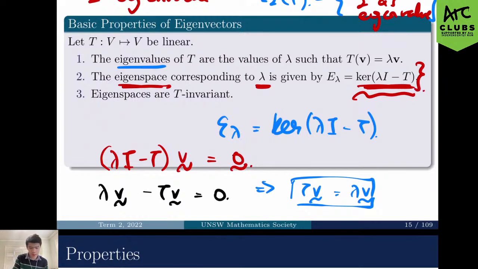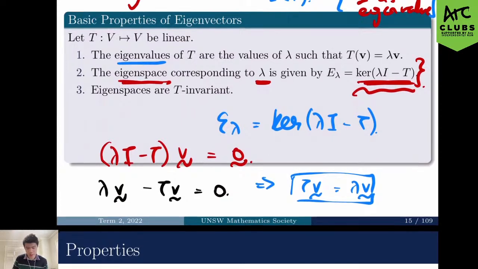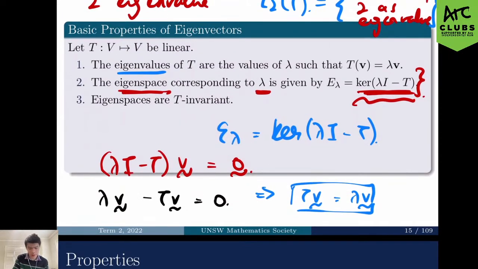And last of all, eigenspaces are T-invariant. And that makes sense because if you think about what an eigenspace is, it's basically a set of all vectors such that if you apply T to it, you get something in the same direction as v. And that basically means that if you apply T to it, well, because a subspace is closed under scalar multiplication, you won't get any new vectors. You'll just get the same kind of thing multiplied by that same value. And that's property number 3.